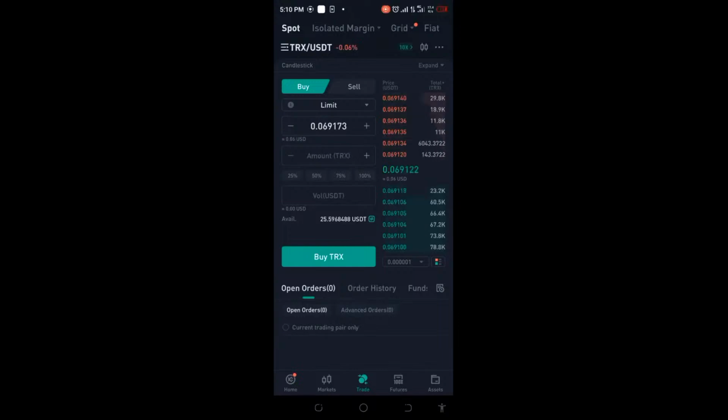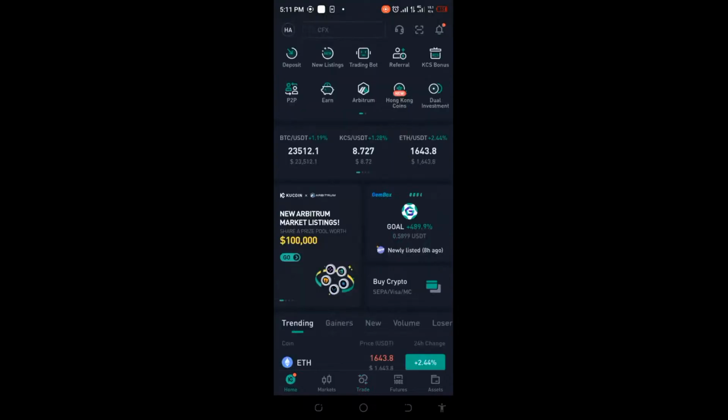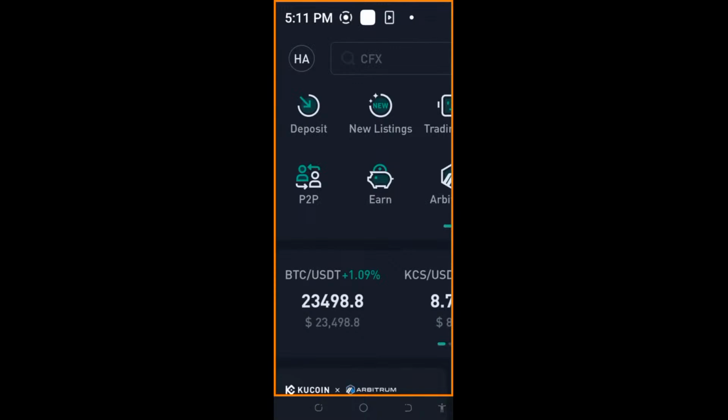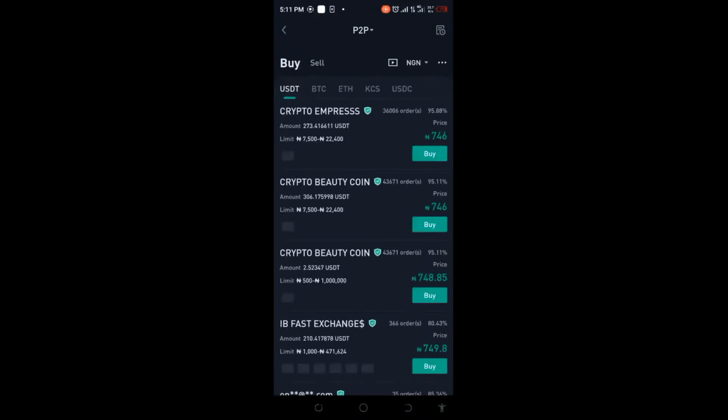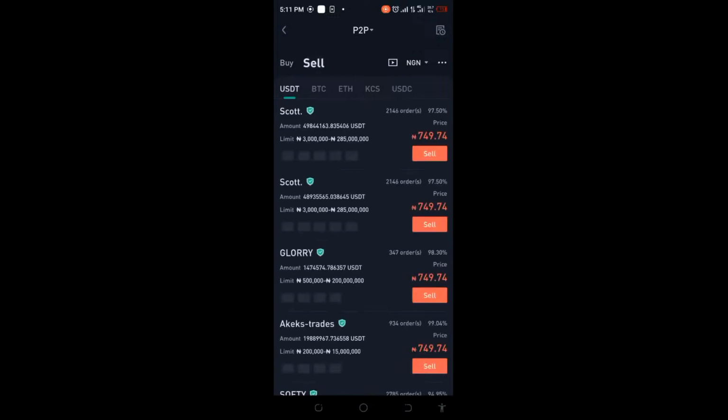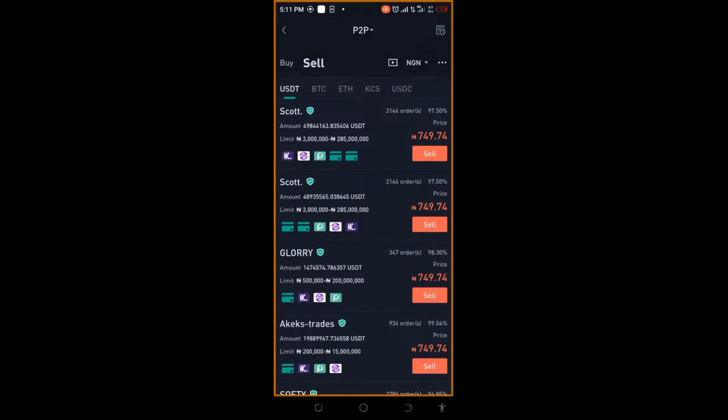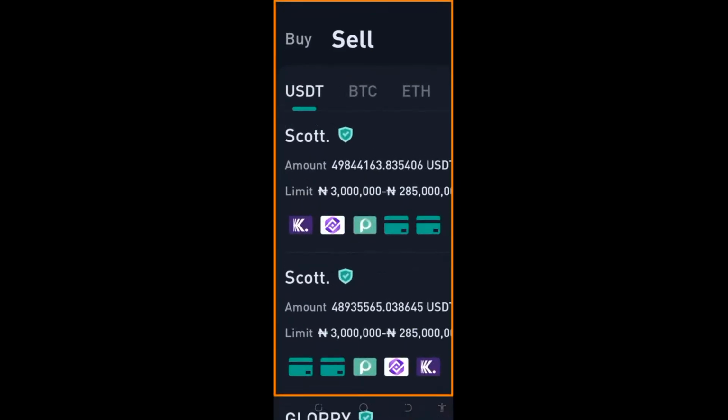Okay, so we're here to change this to TRX. Now, of course, there are two ways you can do this. You can actually decide to use the P2P. If you look at here, you will see that KuCoin has P2P, right? So you can actually decide to withdraw your money, right, by just selling it off. It's very, very possible. So if I were going to sell this, right, as you can see here, you have the opportunity to do so, right?